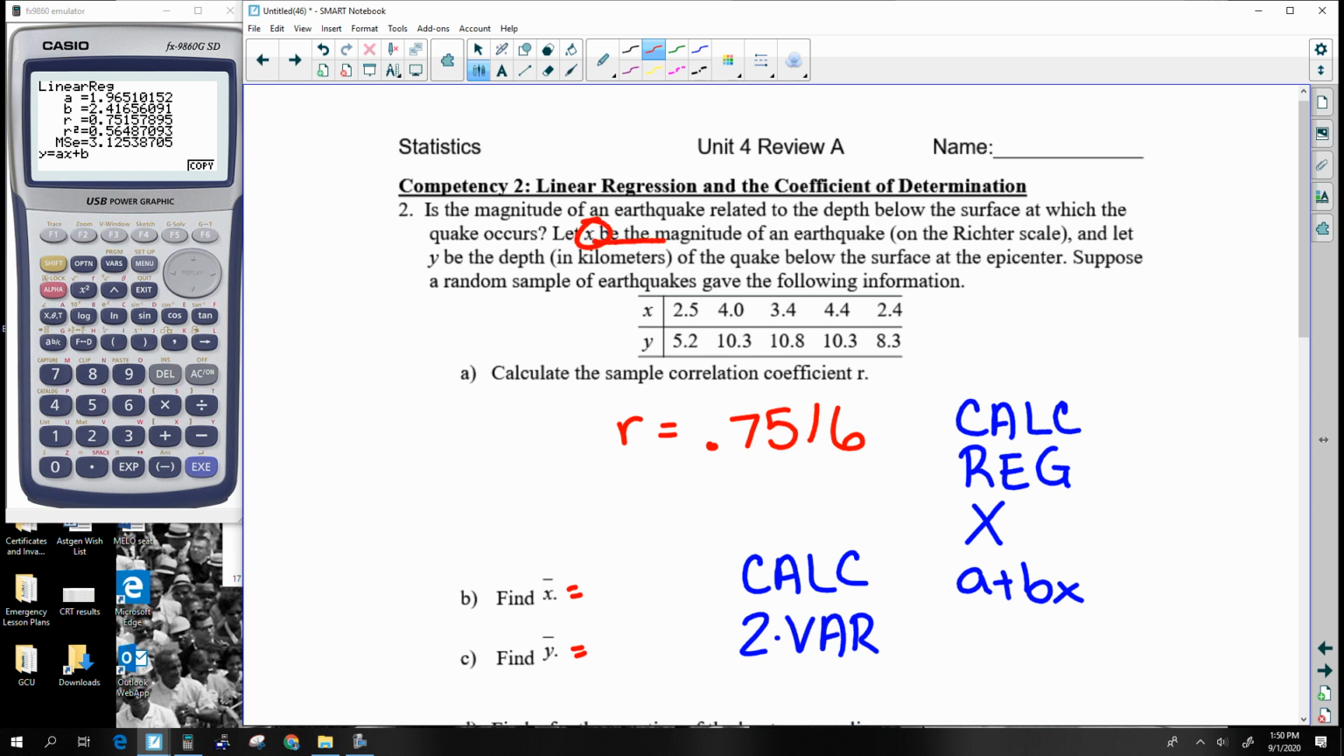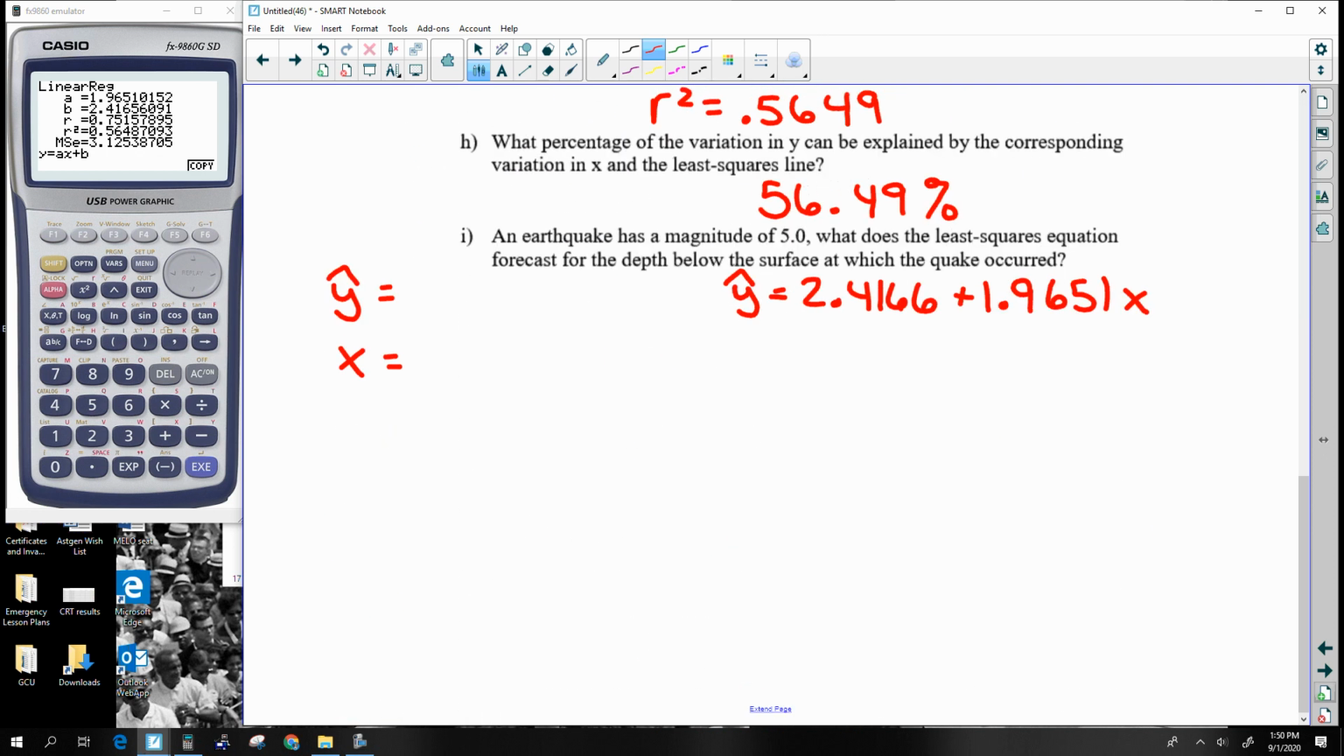So I see that the x is the magnitude of the earthquake. And I see that the y is the depth of the quake. So x is the magnitude, y is the depth. Now I can know accurately where I'm going to be putting the number that they give me. So they give me this number 5. Where does it go? And so they say the earthquake has a magnitude of 5.